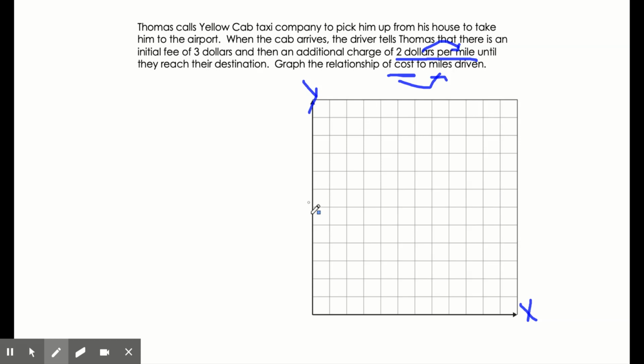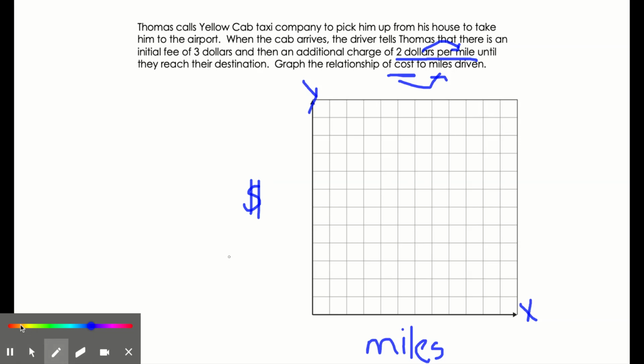So what this tells me is that miles is an independent variable, aka miles is my x variable. Again, x is going to be independent. And so that means my y-axis is going to be the cost or the amount of money that I am spending. So I'm just going to write a little dollar sign right there. So again, I just labeled each of my axes, so it's a little bit easier for me to know what to do with this information as I'm going through.